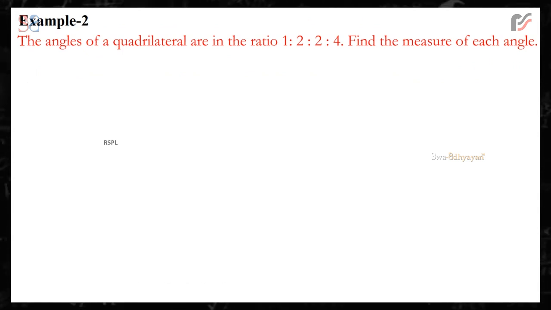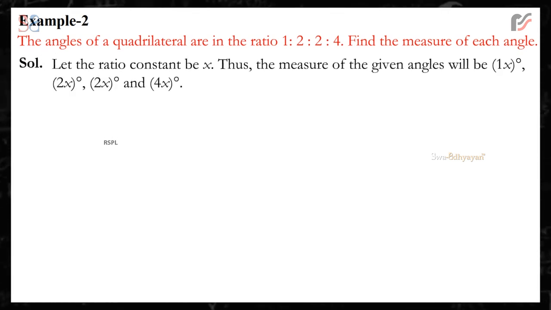Example 2. The angles of a quadrilateral are in the ratio 1:2:2:4. Find the measure of each angle. Solution. Let the ratio constant be x. Thus, the measure of the given angles will be 1x degrees, 2x degrees, 2x degrees and 4x degrees.